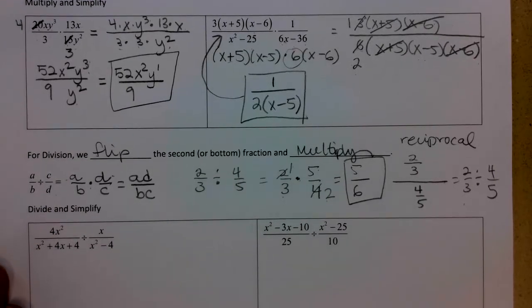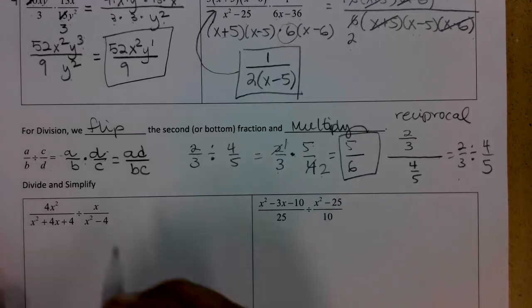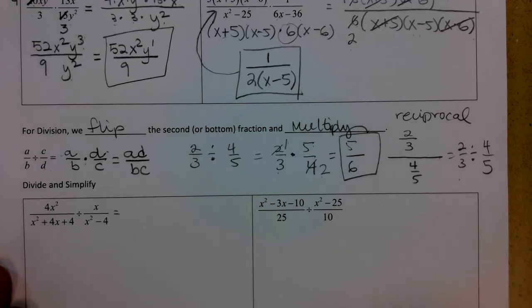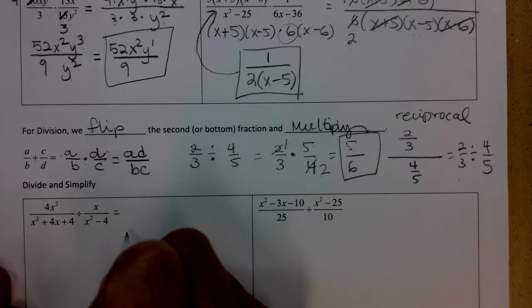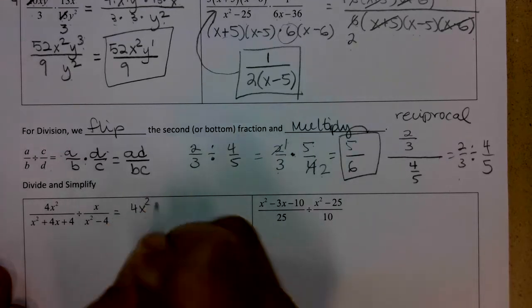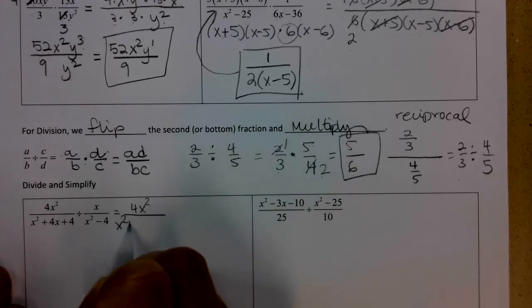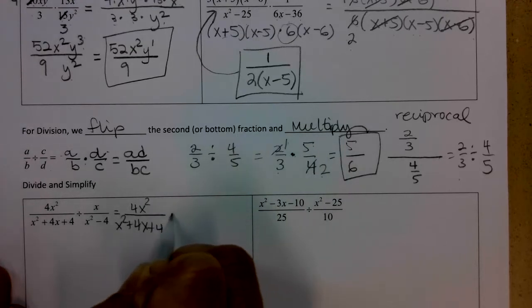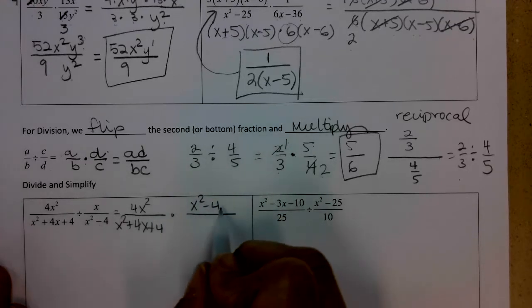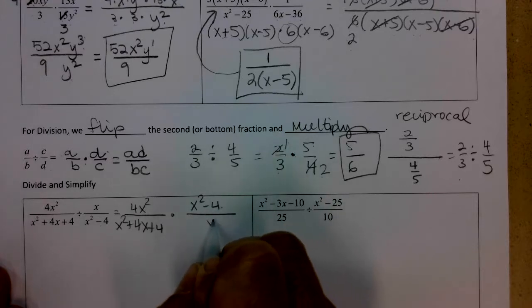Okay, so here we go. Looks like there's going to be a lot of factoring. So let's go ahead and start. I recommend that you write it as the multiplication first and then factor, just to make sure that you're actually canceling top to bottom. To cancel a common factor, one has to be in the numerator and one has to be in the denominator. So I have 4x squared over x squared plus 4x plus 4 times, the second fraction flips, x squared minus 4 over x.